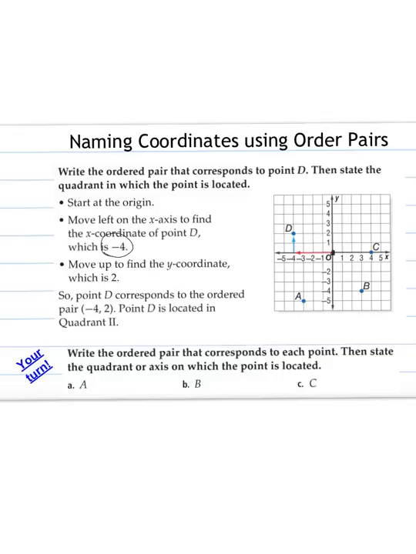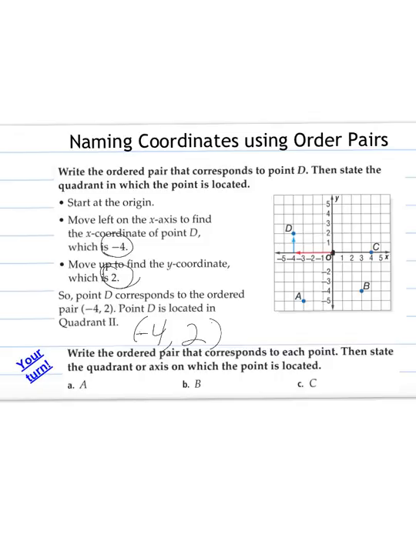Then we move up or down. In order to get to our point D, we move up. So we go up 1, 2. So our y-coordinate is 2. Now we would write this as an ordered pair. In our parentheses, we write our x value first, which is -4, then our y value, which is 2. So that's how it would look.